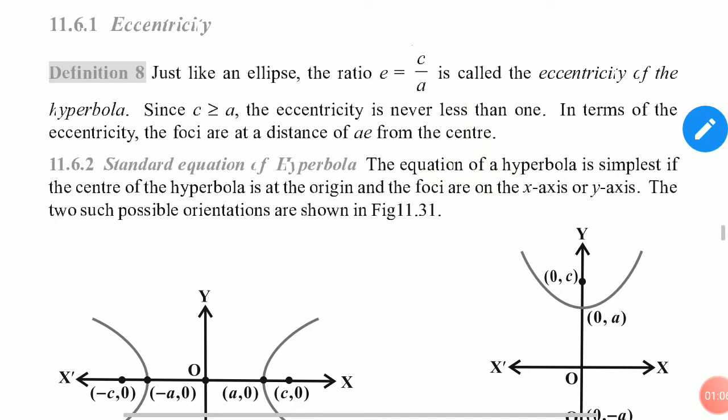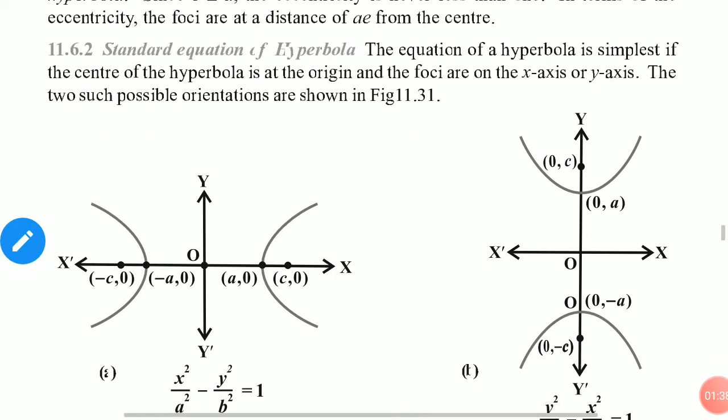In terms of the eccentricity, the foci are at a distance of ae from the center. So c equals ae, which is the distance of the foci from the center. Center means point O, which lies at the origin. So this is called a standard hyperbola, with the center at the origin. This is the formula for eccentricity. Now we will find the standard equation of the hyperbola.